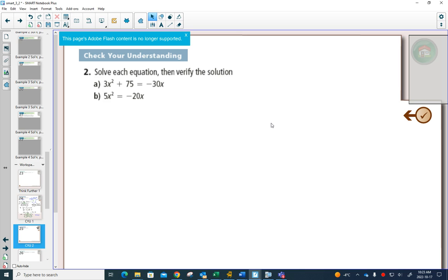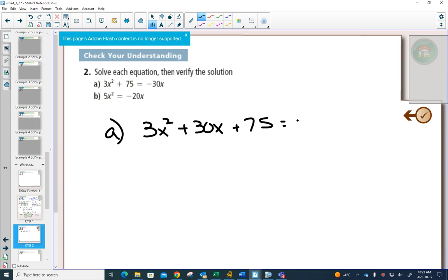Example 2 is more of the same. It's just reminding you of all your factoring strategies. So the number one thing that I sometimes don't do as a math teacher is I don't tell you all the math that goes on inside of my head before I solve stuff.